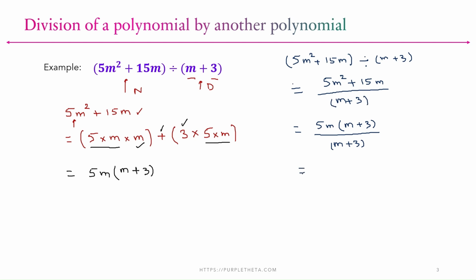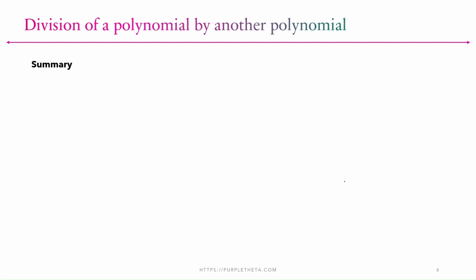This is equal to, so here m plus 3 is a common factor in both numerator and denominator, right? So it will cancel each other and we are left with only 5m, right? This is the answer. Let us see what we have seen in this video.